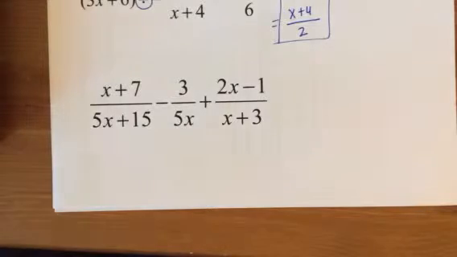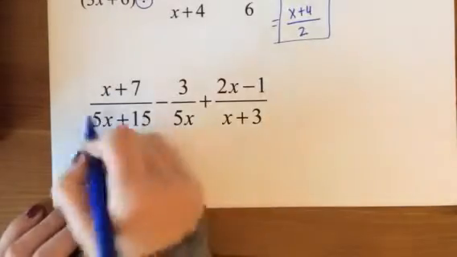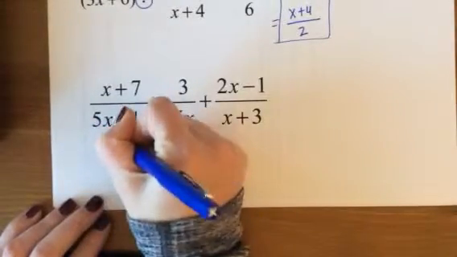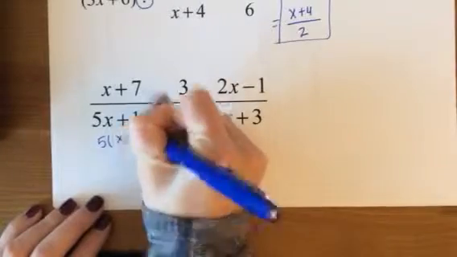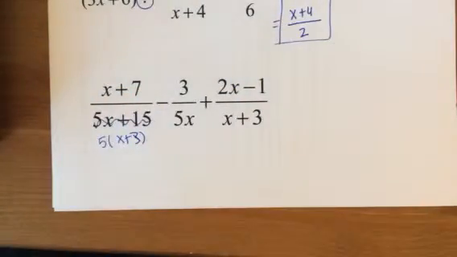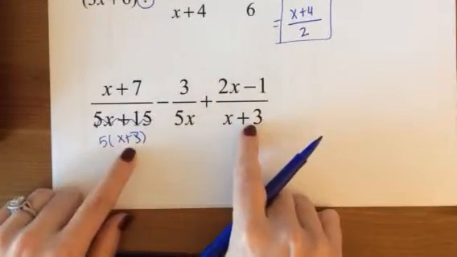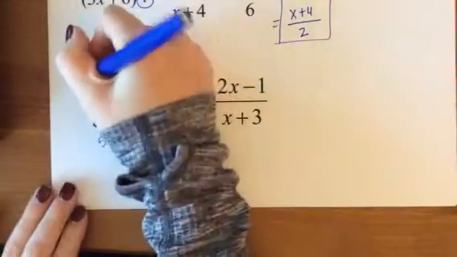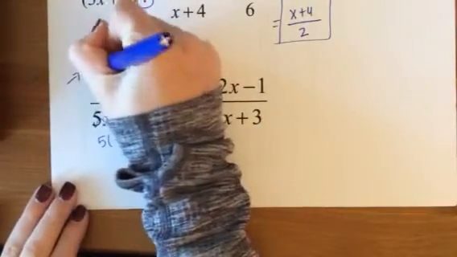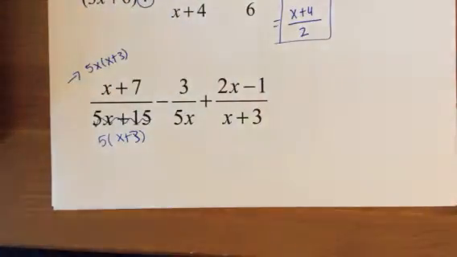Okay, next problem. I've got adding and subtracting. Adding and subtracting is a little bit harder because I have to get a common denominator. So I can factor out a 5 here, and I'm going to write this as 5 times x plus 3. Now I can think about what my least common denominator is going to be. This one has a 5, and then we've got an x plus 3, but then we also have an extra x. So my LCD that I want is going to be 5x times x plus 3, just putting all the little pieces of the denominators together. So that's what I want.